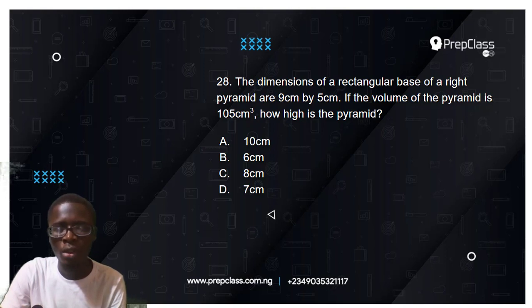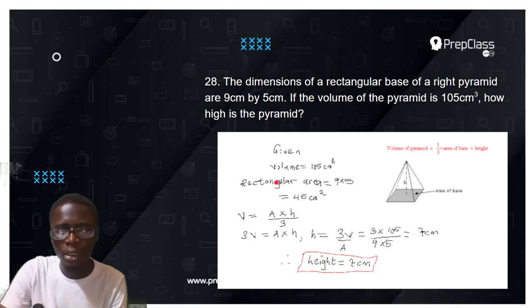But it's not all about mugging up formulas, you need to know how to use them. It's like having a weapon and knowing how to use it in order to conquer in this battle. So looking at this, this is the shape of a right pyramid that happens to have a base that is rectangular. So you see the height is this. This is the slant height, but this is the vertical height. So the height of the pyramid is the vertical height always, not the slant one.